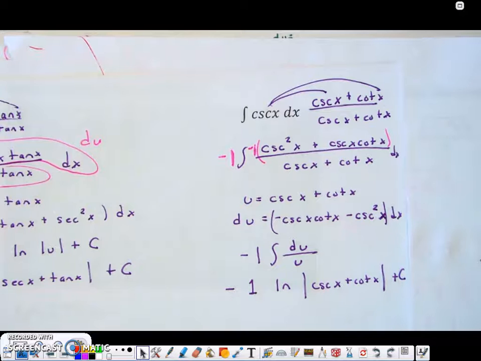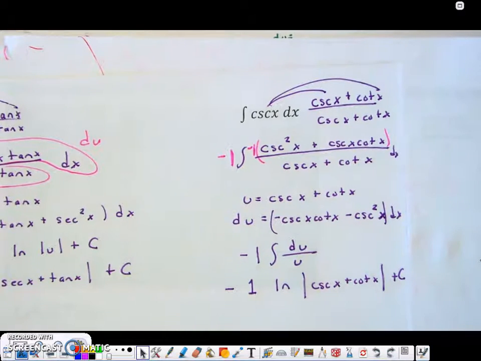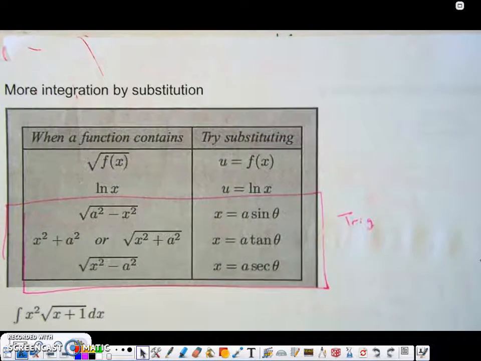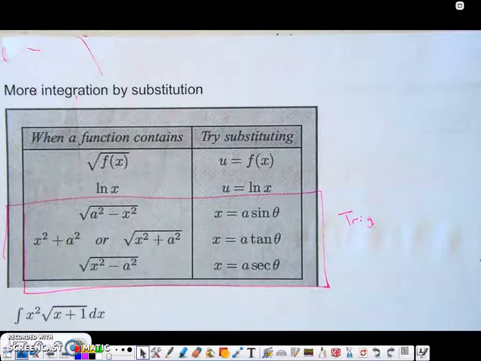Okay, so that was finishing off the other notes. There's no additional homework that goes with those two problems, but we're going to get back into the one we just barely started yesterday. Okay.